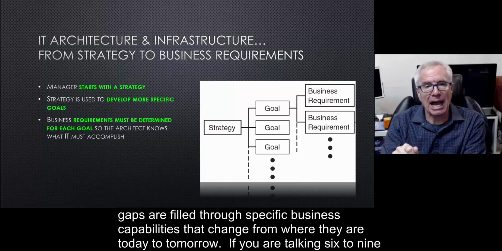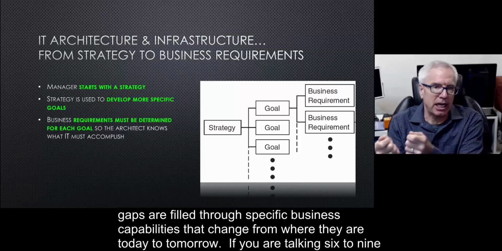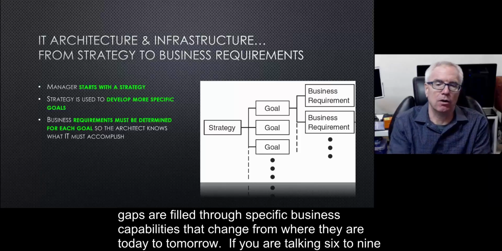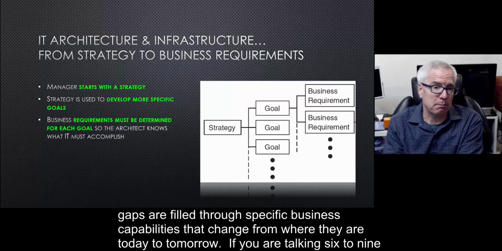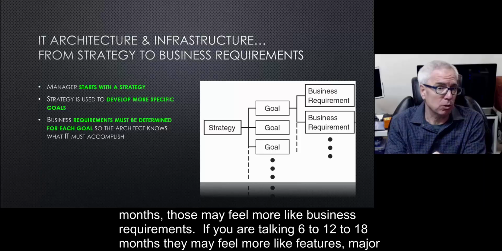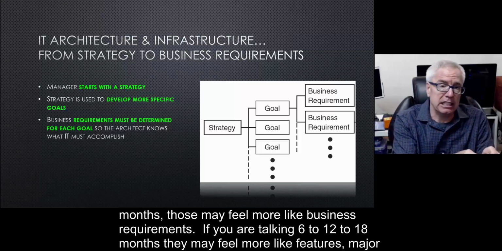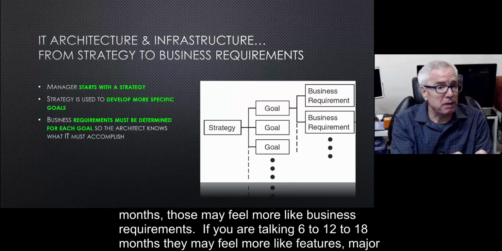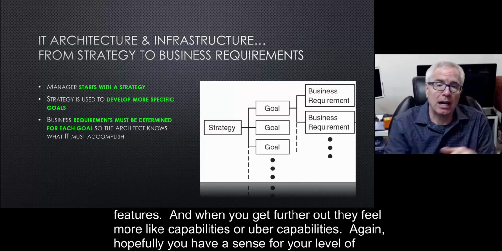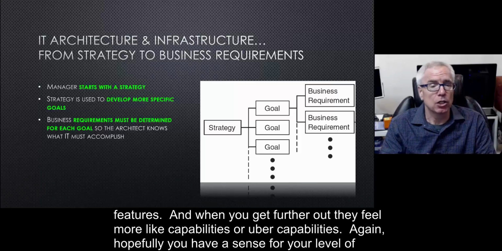And those critical gaps are filled through specific business capabilities that change from where they are today to tomorrow. If you're talking 6 to 9 months, those may feel more like business requirements. If you're talking 6 to 12 to 18 months, they may feel more like features, major features. And when you get further out, they feel more like capabilities or Uber capabilities.